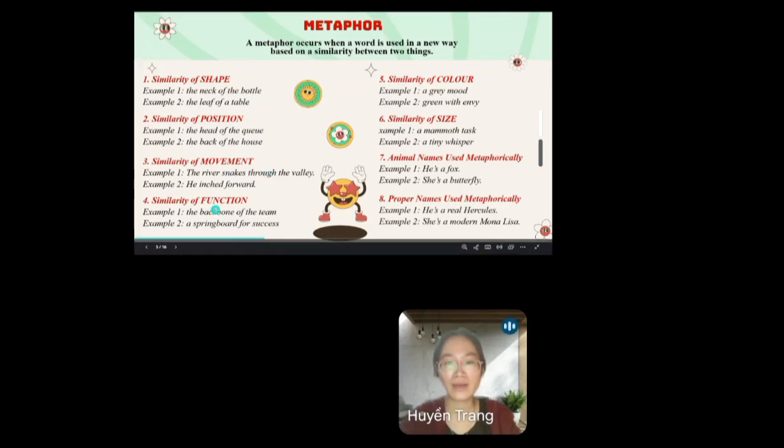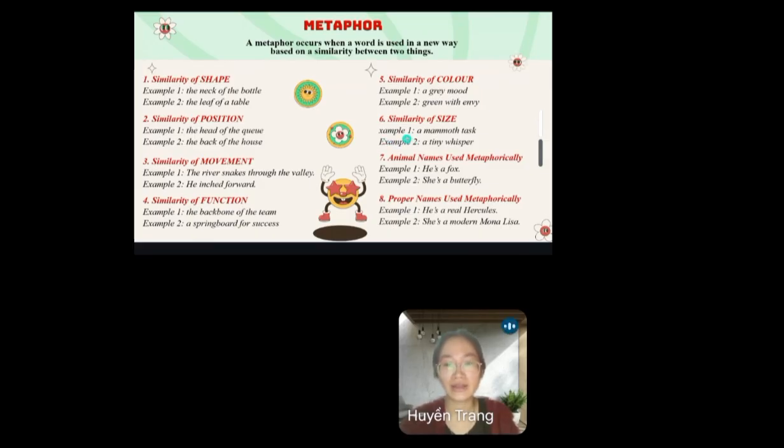Furthermore, metaphors can relate to function. For example, the backbone of the team. It means someone who supports the team in the same way a backbone supports the body. Metaphors can also come from color. A gray mood suggests stagnation and dullness because gray is a dull color. Or green with envy means someone feels jealous, connecting the color green with jealousy.